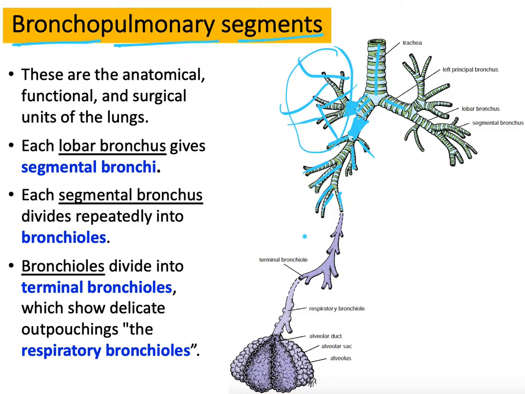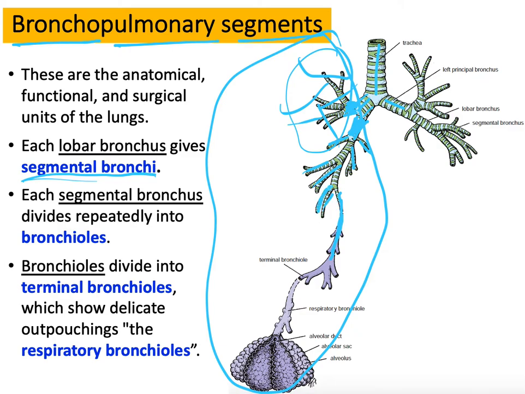Bronchopulmonary segments. For this level, the segmental bronchi, or tertiary bronchi, then give conducting bronchioles. Of course, this is all inside the lung, because the segmental bronchi, even the secondary, are all inside the lung. So the segmental bronchi divide into conducting bronchioles. Now we shift to something called bronchioles. These conducting bronchioles divide into terminal bronchioles.